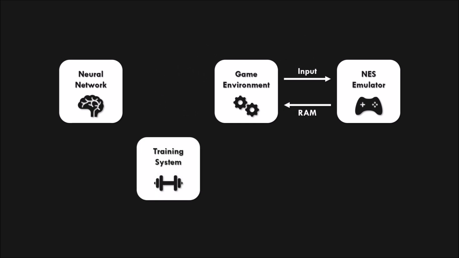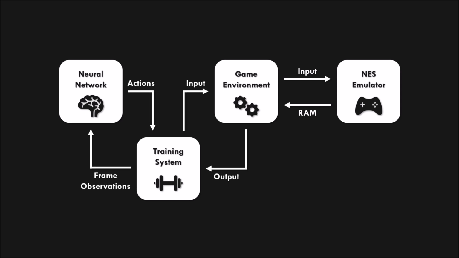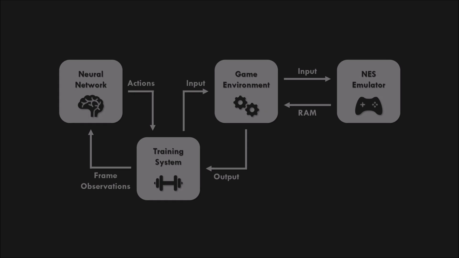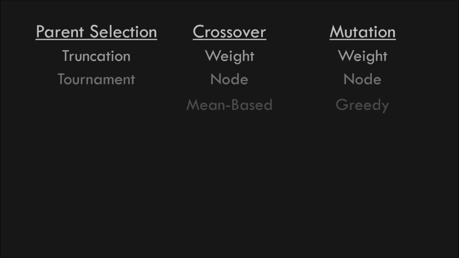to train them. During training, this system would act as an intermediary between the neural networks and the game environment, to allow the neural networks to play through levels and for their fitness to be assessed. This training system implemented multiple different algorithms for each of the previously mentioned evolutionary stages.